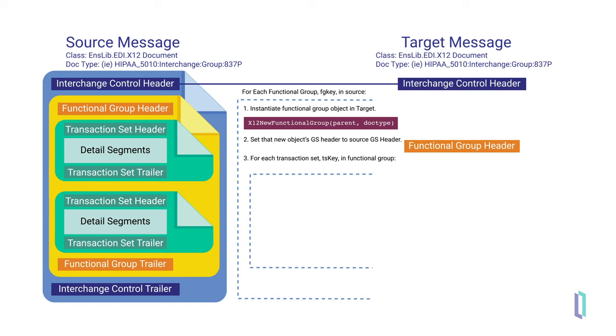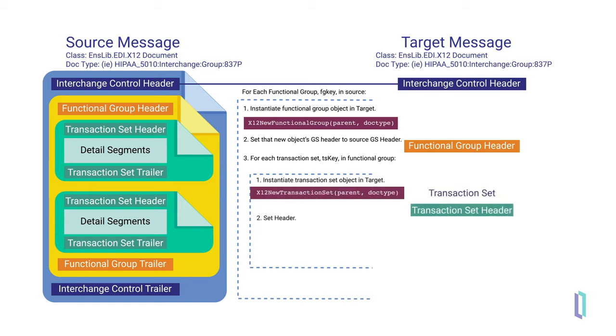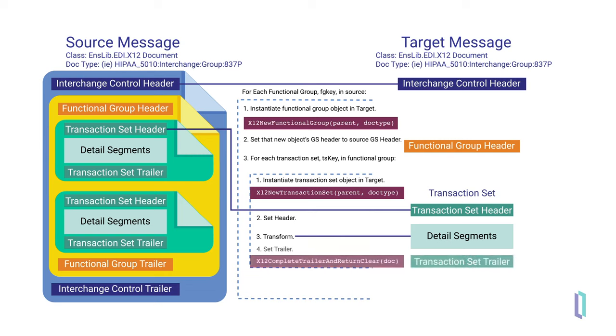First, instantiate a corresponding transaction set in the target. Second, set the header in the target to the value in the source. Third, do any transformations on this level. Fourth, end that segment with the appropriate trailer using the X12 complete trailer and return clear function. Let's look at this in the DTL Editor.